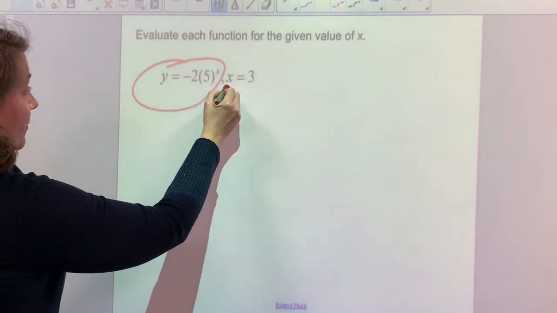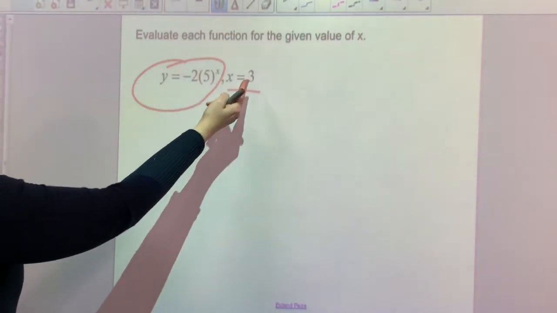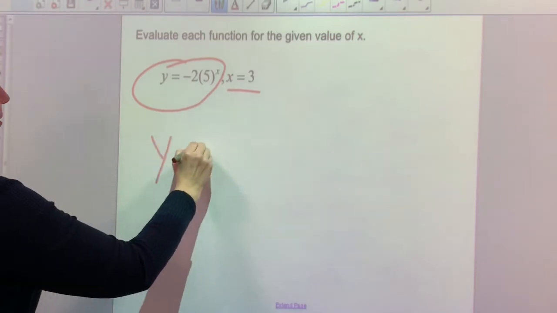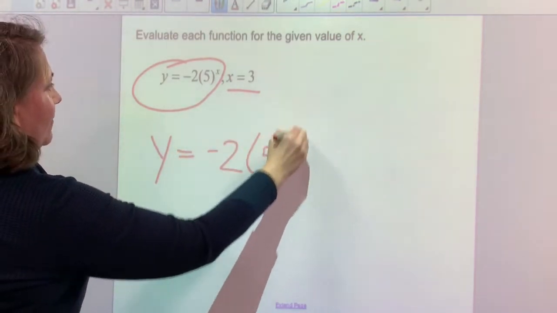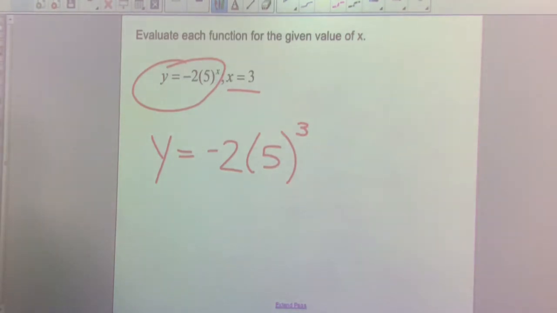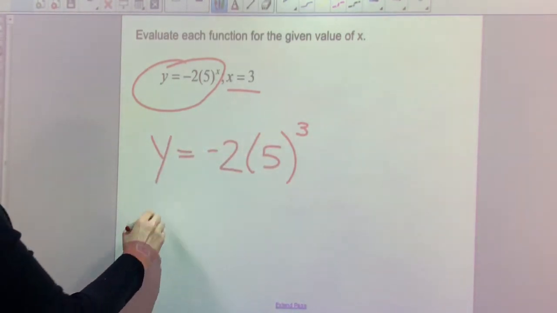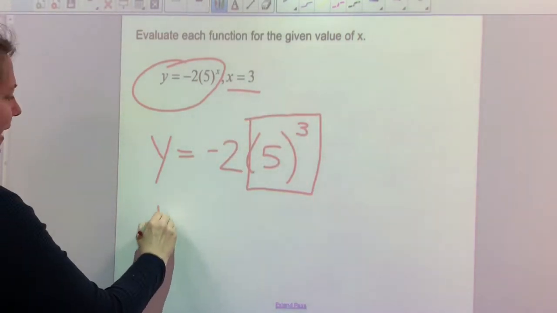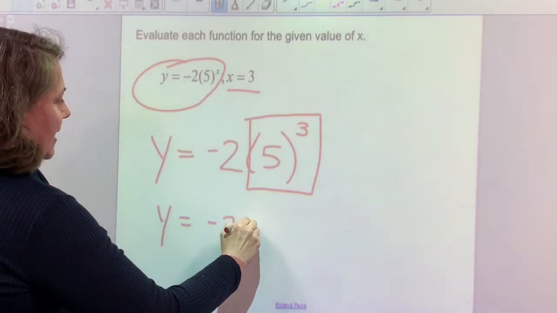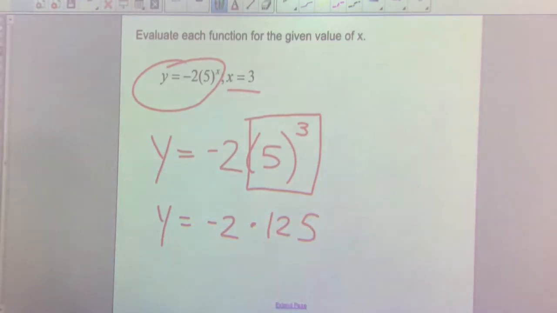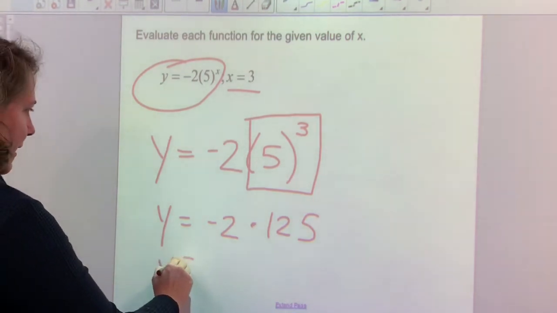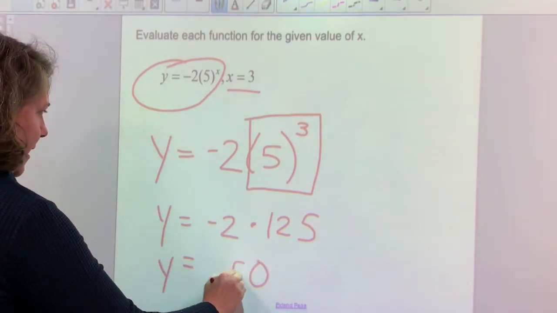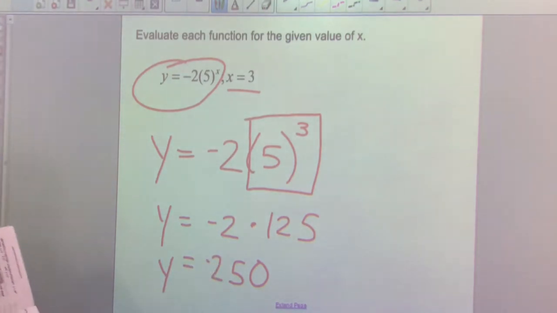Okay, they want to evaluate if x is 3. So you substitute 3 in for your variable. Y equals -2 times 5 to the 3rd power. Order of operations, you have to do your exponents first. So, using your calculator, 5 to the 3rd power is 125. Y equals -2 times 125. Y equals -250. You have now evaluated it if x equals 3.